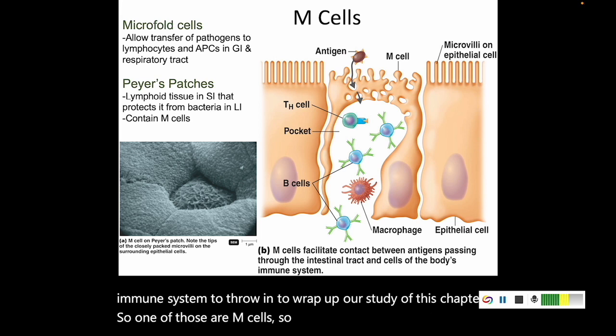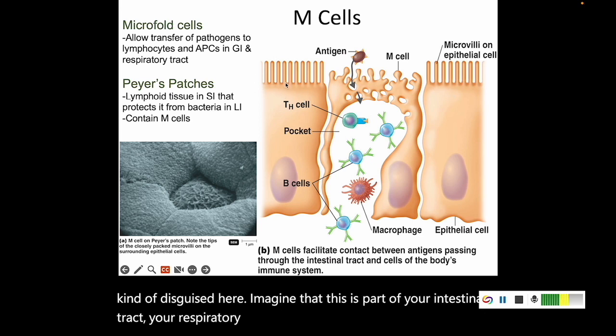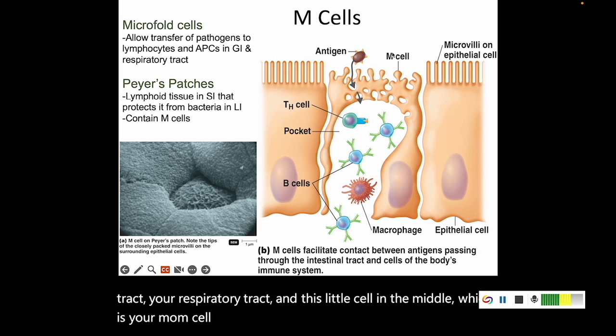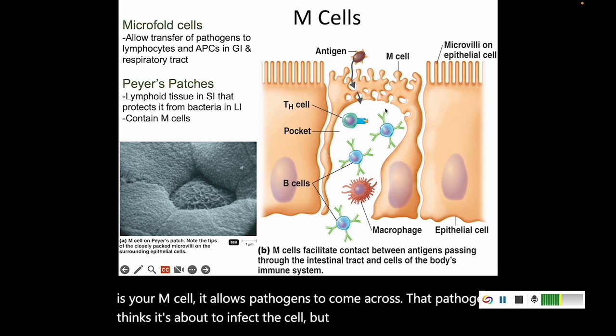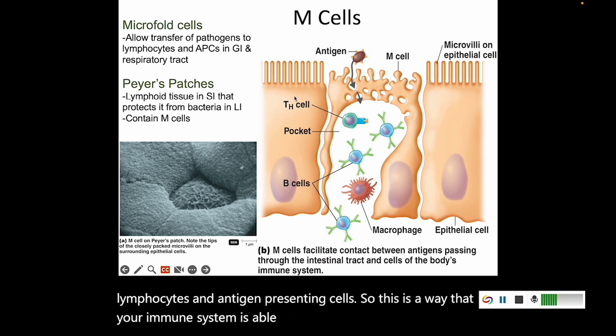So microfold cells are cells that are kind of disguised here. Imagine that this is part of your intestinal tract, your respiratory tract, and this little cell in the middle is your M cell. It allows pathogens to come across. That pathogen thinks it's about to infect a cell, but instead it's going to find lymphocytes and antigen-presenting cells. So this is a way that your immune system is able to protect your digestive tract or respiratory tract.